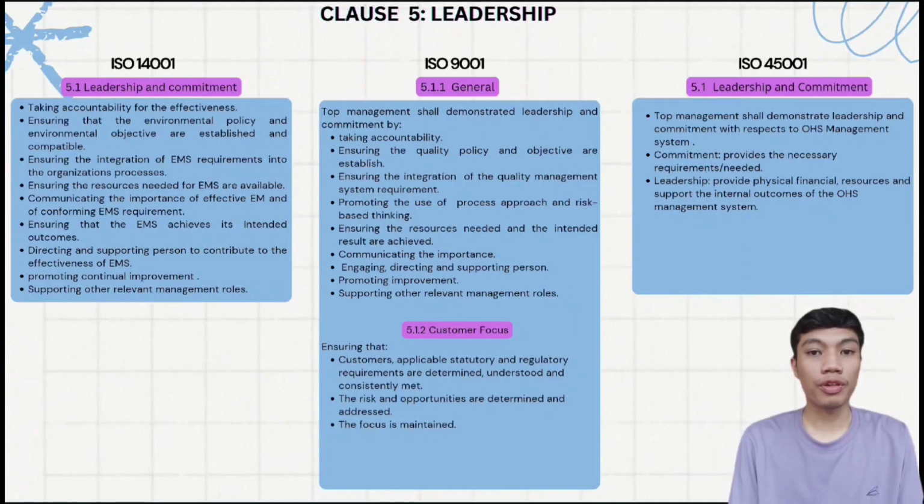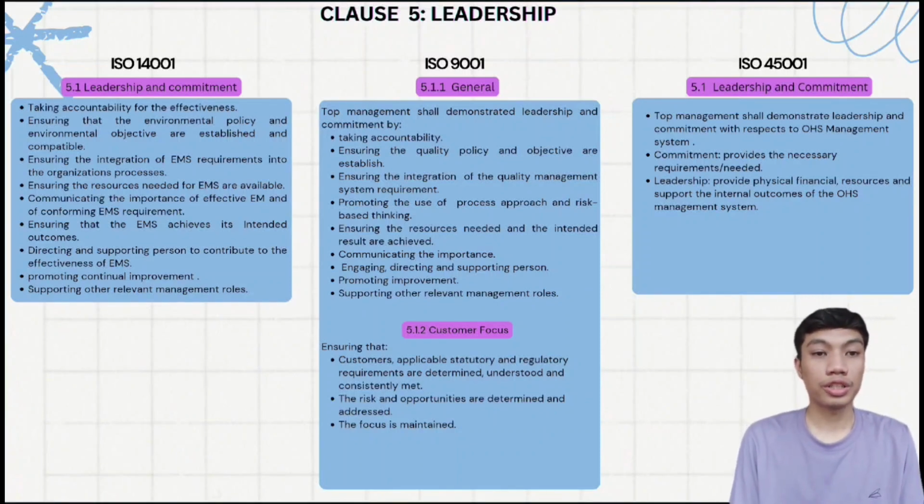Communicating the importance of effective environmental management and of conforming to the environmental management system requirements. Ensuring that the environmental management system achieves its intended outcome. Directing and supporting persons to contribute to the effectiveness of the environmental management system. Promoting continual improvement. Next, supporting other relevant management roles.